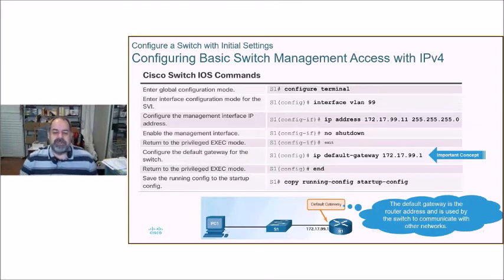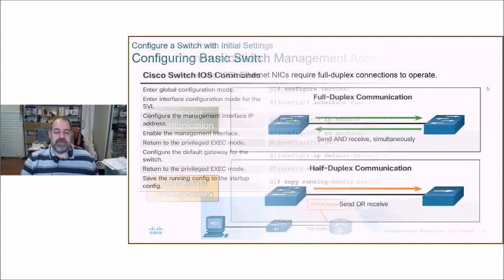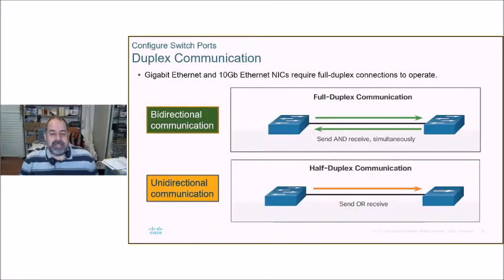If you do interface VLAN 99, it allows you to put an IP address, you do no shut, and then you give it a default gateway, and away you roll. Of course, you save the settings. VLAN 99 does need to be a valid VLAN for it to work. Now you can remotely administer that switch using the network as opposed to a console cable. Now, duplex.